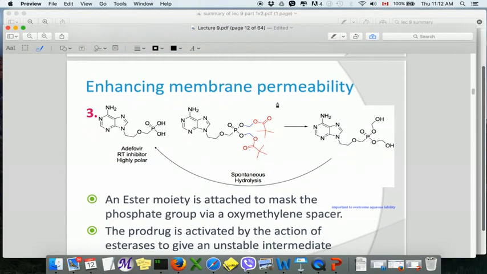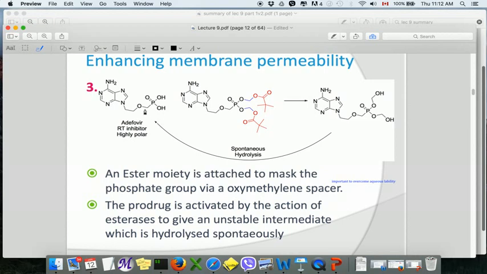Enhancing membrane permeability. This is another trick. So instead of this, here we have a phosphate, and the phosphate is very, very polar. So we want to attach esters here as well. But in the case of phosphate, you cannot attach the ester directly, otherwise it will break just in water. We don't want this. So we will make this spacer. So we put an ester that is lipophilic, like this trimethyl ester. This is another pivalic ester, actually. And then we put a spacer before the phosphate.